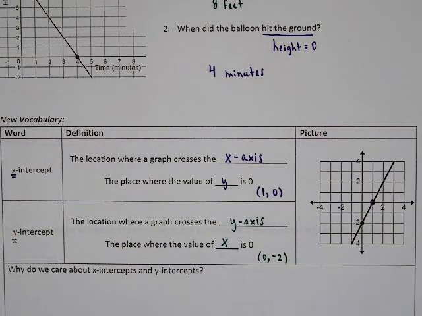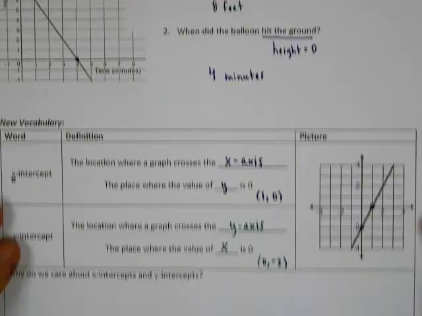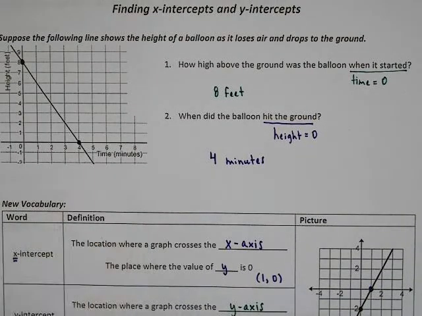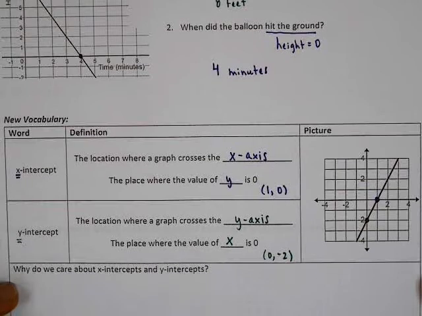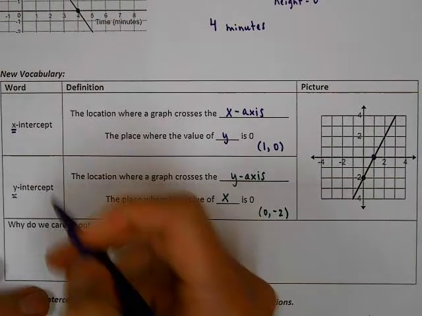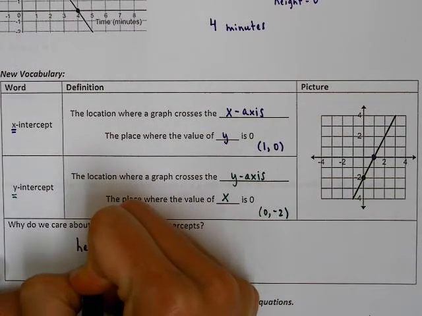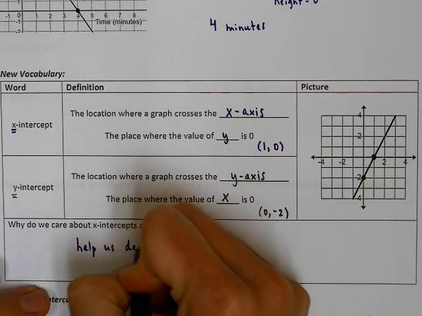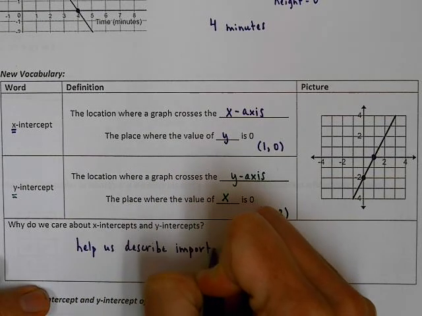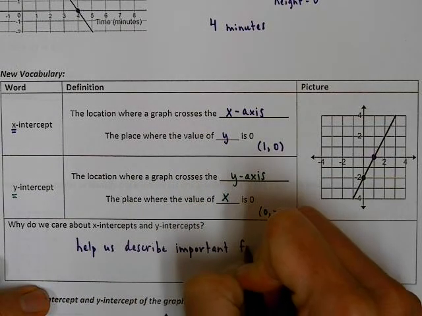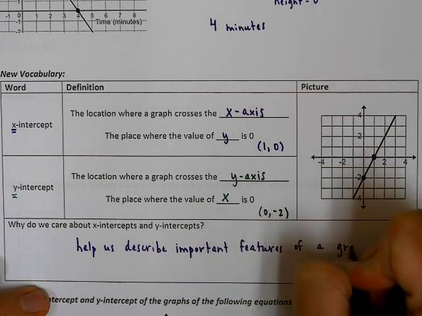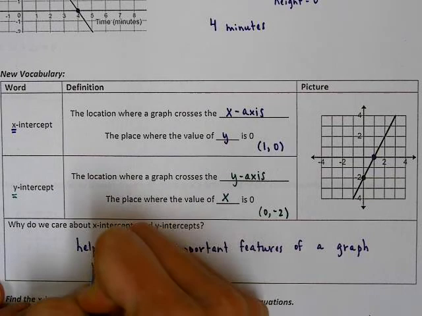Now, why do we care about x-intercepts and y-intercepts? This really goes back to what we were talking about at the beginning here. Those x and y-intercepts are going to help us describe features when we're talking about real-world situations. So I'm going to say, help us describe important features of a graph in real-world situations.